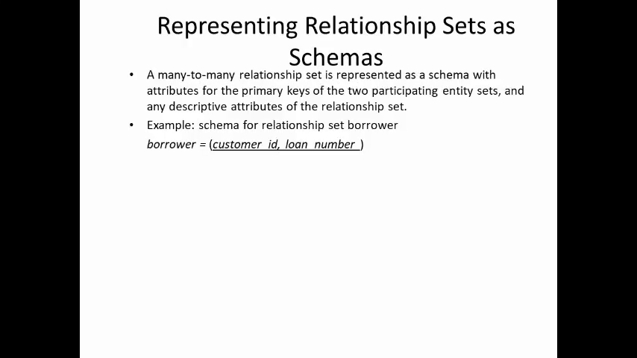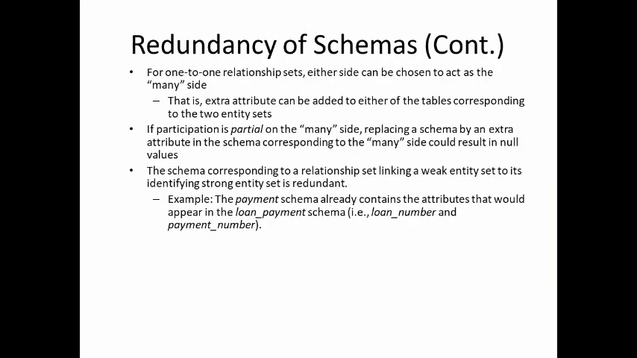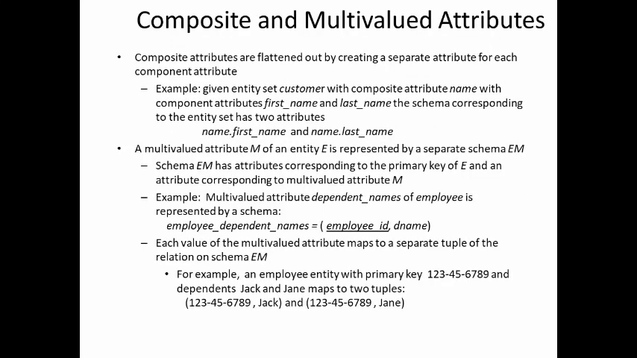Let's see, where do we have that? No, we went past that, but don't worry. Anyway, so we have redundancy of schemas, that is for a one-to-one relationship set. Either side can be chosen to act as many. If you have that kind of relationship where you see in future that you're going to have more than one kind of relationship, hence increasing the degree of cardinality.